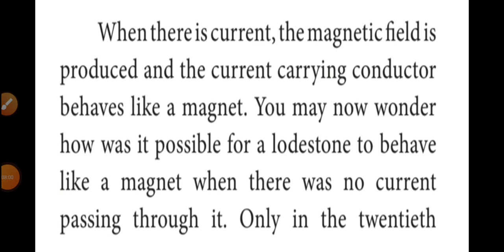When there is current, the magnetic field is produced and the current carrying conductor behaves like a magnet. So already we know that when current flows in a conductor, a magnetic field is produced. Then you may now wonder, how was it possible for lodestone to behave like a magnet when there was no current passing through it? Lodestone, the strongest natural magnet, even though there was no current passing through it, behaves with a magnetic property.